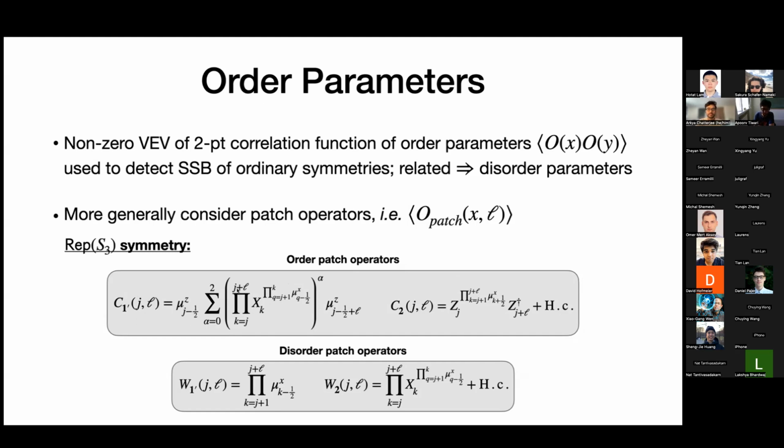I guess I was wondering, if I send X to infinity in the first line, I'm just left with O of Y, right? So if you did the same thing here, you send J to infinity, maybe the string that you're left over with is related to the local operator under some rep S3 symmetry transformation or something like that. But I don't know, so I was wondering if you knew. Yeah, they're probably related.